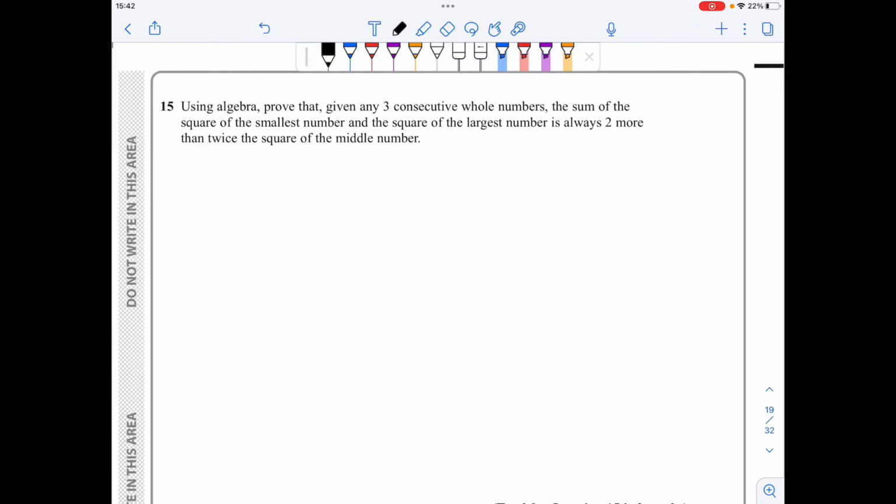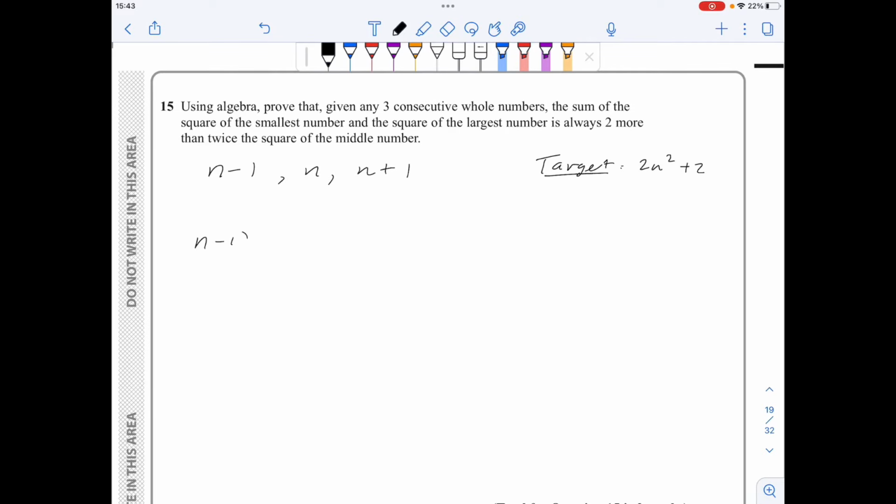For question 15, let the three consecutive integers be n minus 1, n, and n plus 1. Now I need to show that the sum of squares of the smallest and the largest one is equal to 2 more than twice the square of the middle number. So my target will be 2n squared plus 2. That's the middle number. Square it, multiply by 2, and then add 2.